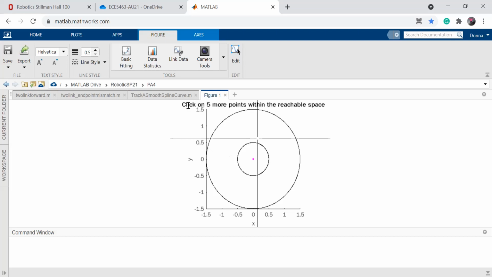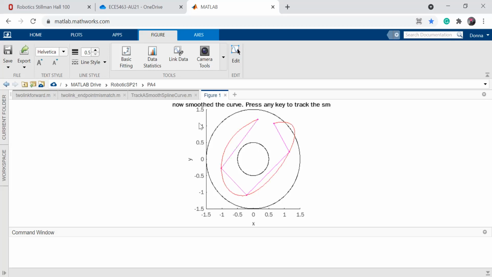This is telling me to click on 5 more points within the reachable space. You're telling the user, and the workable space is this donut, correct? So have that message so your user knows what to do. Now first I'm going to check all the points inside. And you see that as I'm drawing, it says 2 more points. That's optional. You're just reminding the user how many points are left, especially if you have more than 5. So you're just helping. And then I'm going to do that.